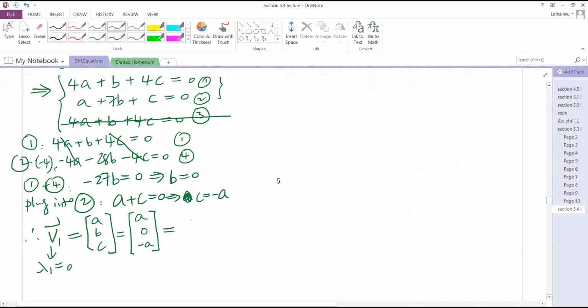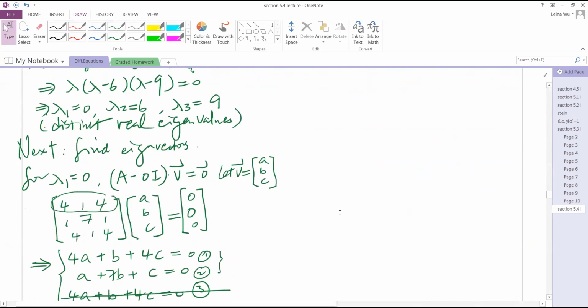We can pull out the A and leaving 1, 0, -1. If you remember in linear algebra, this is called the base, right? So the 1, 0, -1 would be the base of all the eigenvectors. I'm going to say this would be specifically my V1. Okay, 1, 0, -1. Is that good so far?